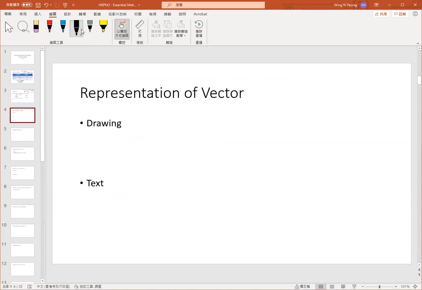To represent a vector, actually you learned it in Form 3 already. So you can use an arrow to represent the vector. Because the vector contains a magnitude and also the direction. The magnitude is represented by the length of the vector, the length of the arrow. Okay, the length represents the magnitude.